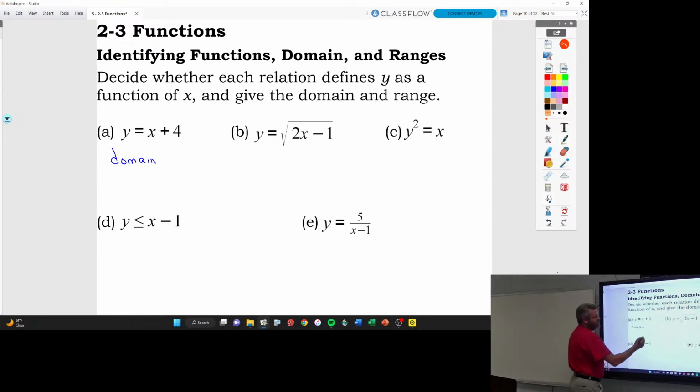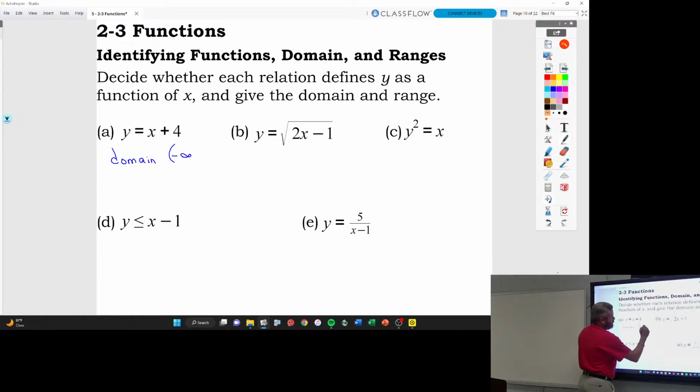So the domain is going to go from negative infinity to positive infinity. So it's the interval negative infinity to positive infinity. Range.